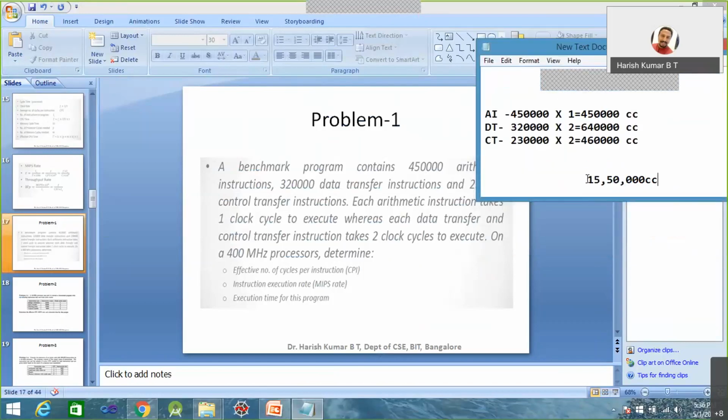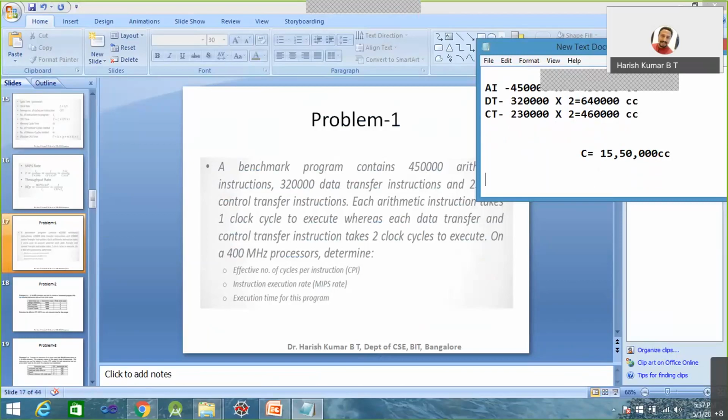This is the total number of clock cycles, or I can write it as big C. The total number of clock cycles required to complete the execution of my entire program is 15 lakh 50,000. Now, he has also told you the frequency F, which is 400 megahertz. This is the clock frequency, correct?